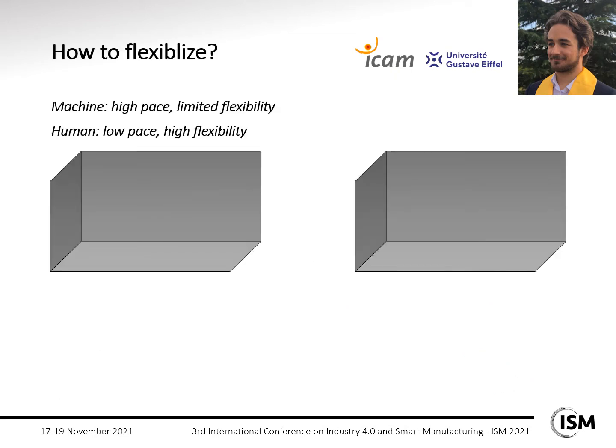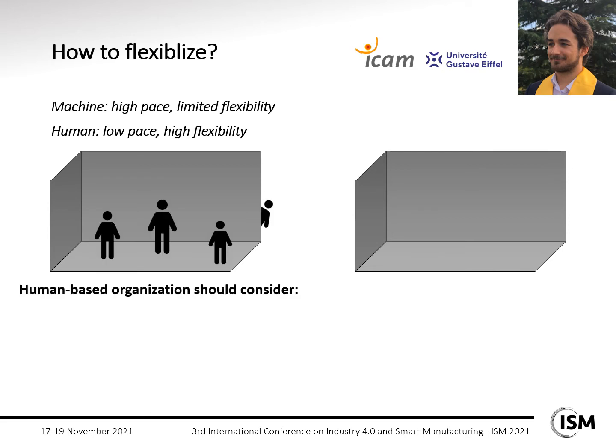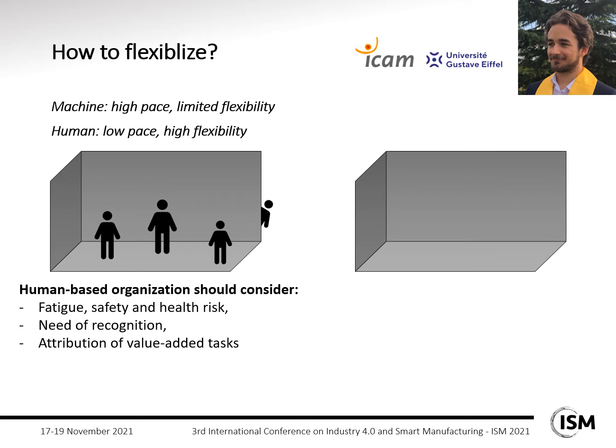Now, the question is, how do we flexibilize a workshop? This will be based on the use of new technologies with the additional adaptability that human resources offer. Indeed, we usually consider that machines can have high pace but limited flexibility, while humans generally have low pace but high flexibility. In addition, on one hand, human-based organization should consider problems such as fatigue, safety and health risks, as well as the need for recognition and the attribution of value-added tasks for operators in exchange for adaptation to new processes, flexibility and skill development.